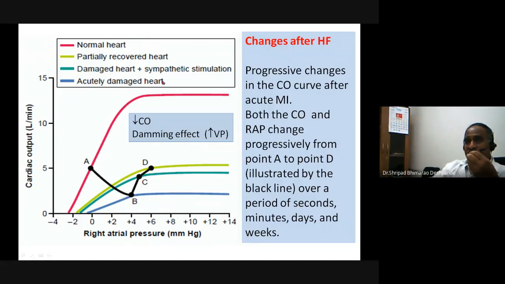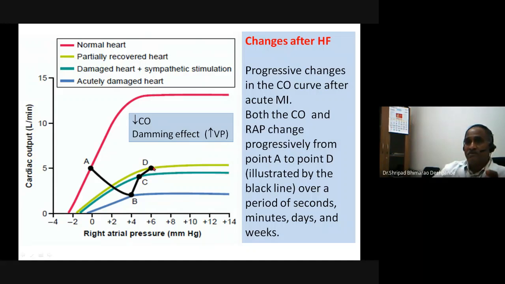So that means an acutely damaged heart, this condition, and a damaged heart with the sympathetic stimulation, because the sympathetic nervous system is activated. It would enhance the cardiac output. However, the atrial pressure remains the same. This may be because of two factors. One, sympathetic stimulation. The second, Starling's phenomenon. The third thing, because of the stretch here. Third thing is after some hours. So this is partially after some hours, or after one day.